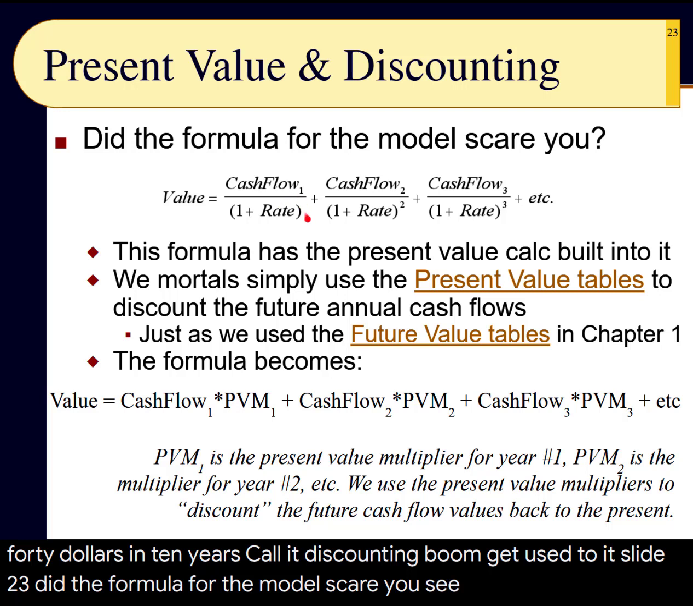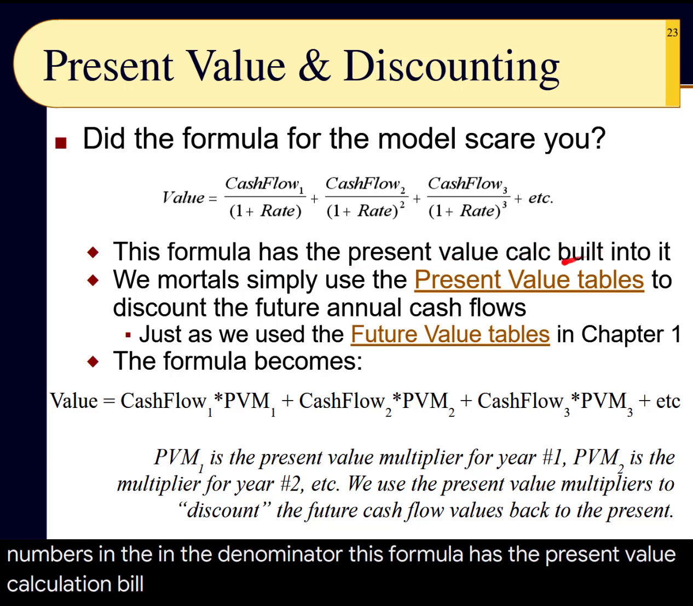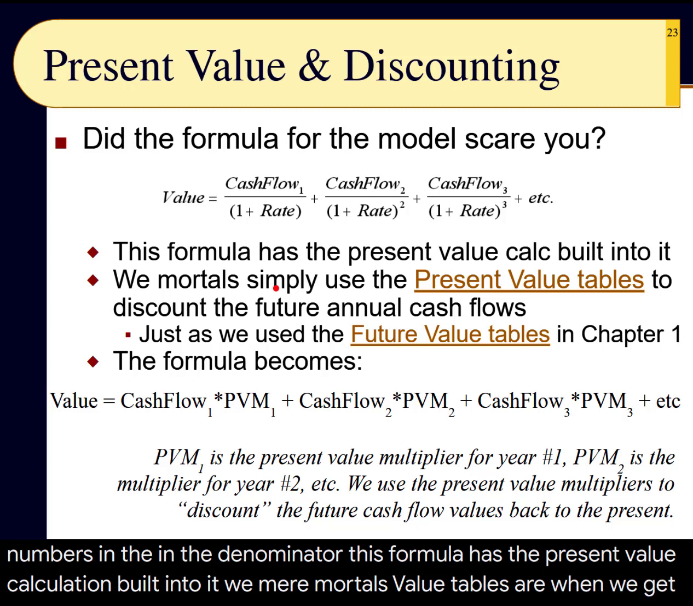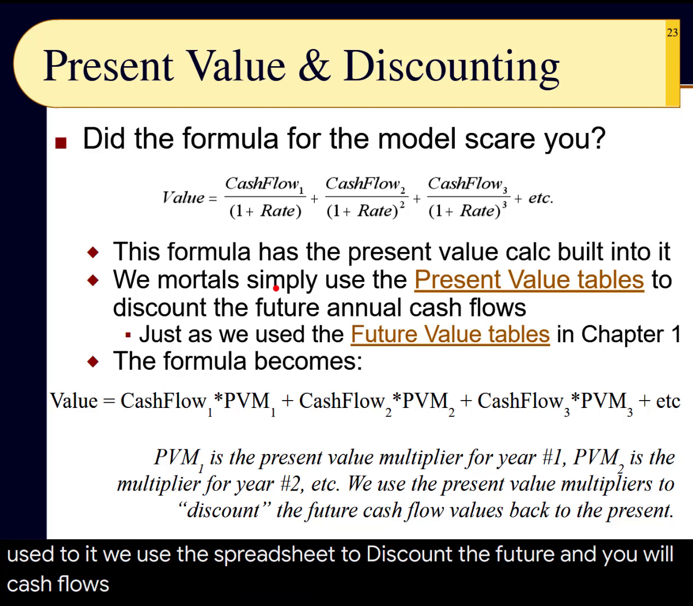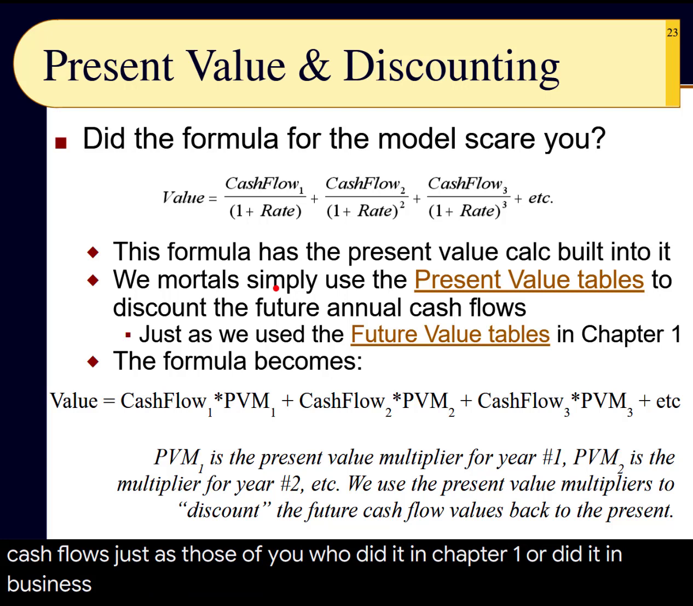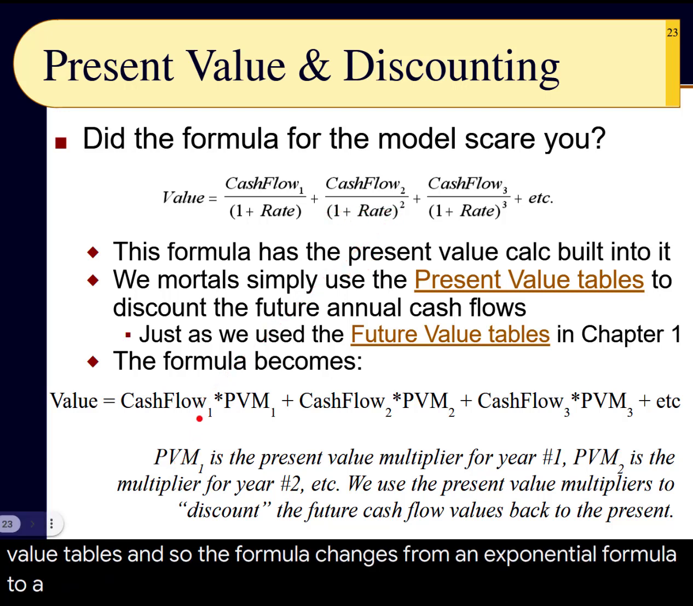See the exponential numbers in the denominator? This formula has the present value calculation built into it. We mere mortals simply use the present value tables, or when we get used to it, we use the spreadsheet, to discount the future annual cash flows. Just as those of you who did it in Chapter 1 or in Business 121, Principles of Money Management, we use the future value tables. And so the formula changes from an exponential formula to a simple multiplication.